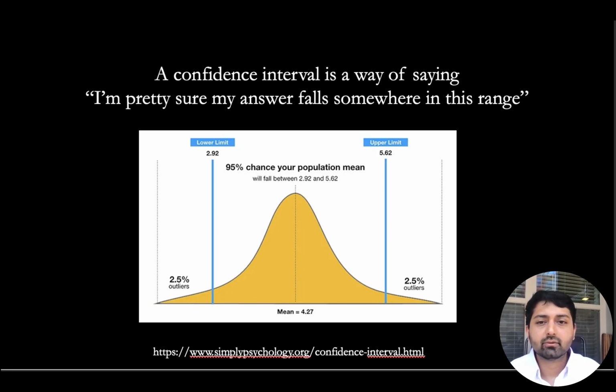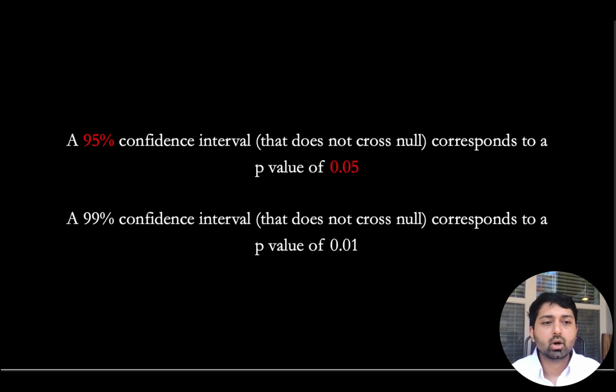A confidence interval is a way of saying I'm pretty sure my data falls somewhere in this range. Let's say we have a mean, and we're given a lower limit and an upper limit. When we say we're 95% confident, that means we're 95% confident that the mean falls somewhere in this distribution. One tertiary concept you might have to apply on tests is that a 95% confidence interval corresponds to a p-value of 0.05.